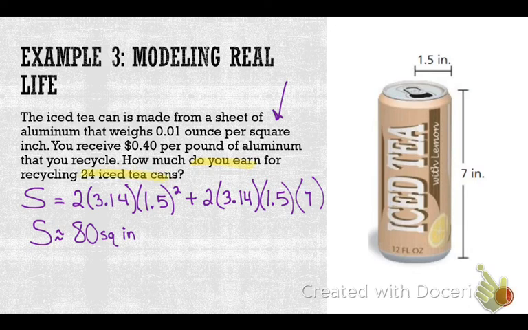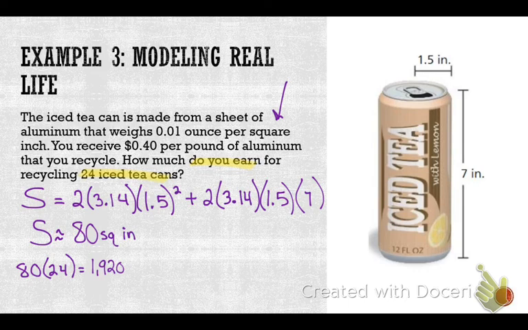All right, so if I know how many square inches are in 1 can, could I figure out how many square inches are in 24 cans? What could I do? I can multiply them. 24 times 80. That's going to give me my total square inches for all of my cans. Did y'all get 1920? Okay, so that is the square inches for all 24 of my cans.